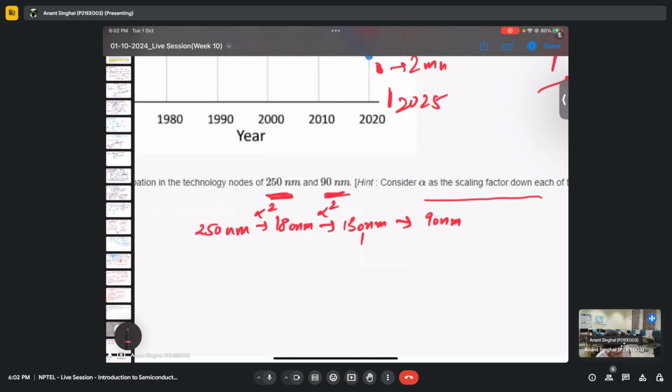Like in research, what we generally do is try to optimize this power consumption. We make MOSFETs or circuits like that, which should have a lower power consumption as compared to any standard circuit.